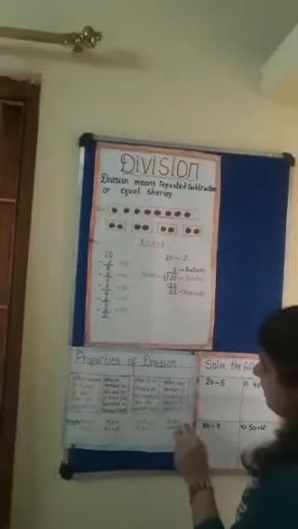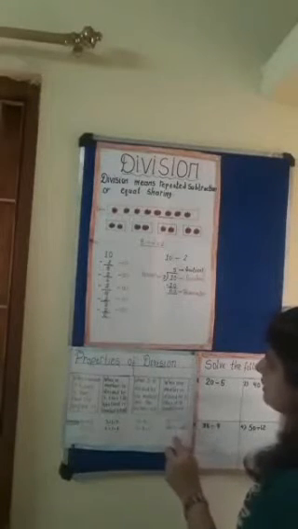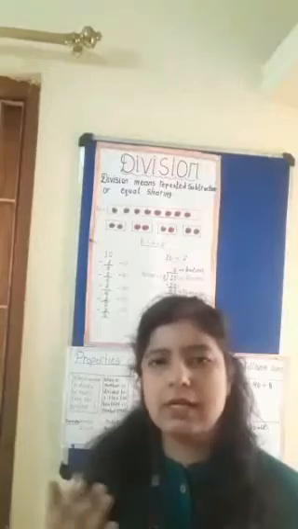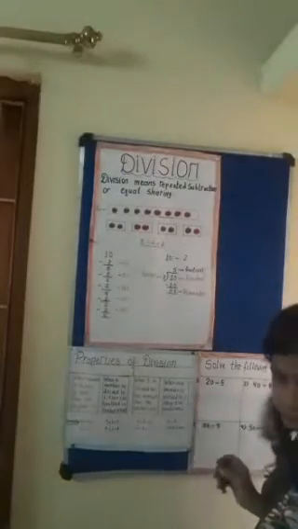Fourth property. When any number is divided by 0, then it is undefined. It means we cannot divide any number by 0. 5 divided by 0 is undefined.